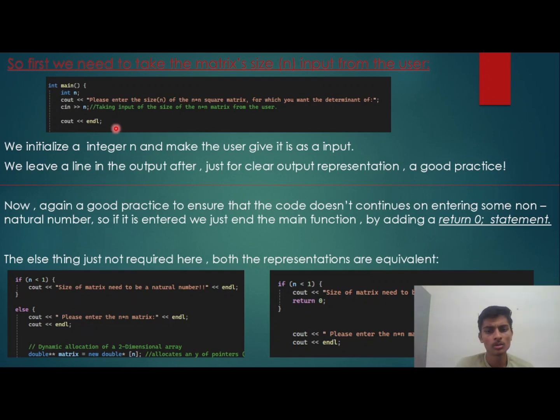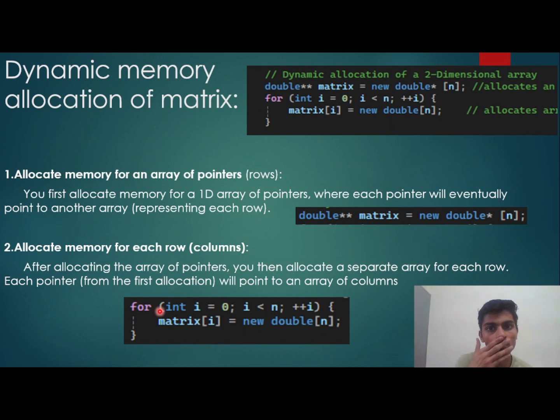So we should ensure that the code doesn't continue on with a non-natural number. Okay, so we can simply ensure that if n is less than 1, it should output an error message like the size of the matrix needs to be a natural number, and it returns 0. Returning 0 means it ends the main function, and it ends the code. The code doesn't go further. Now see, the if else is not required here. You can just use the if, return 0, and simply write the rest of the code. This method is not required, not much of a thing to bother about.